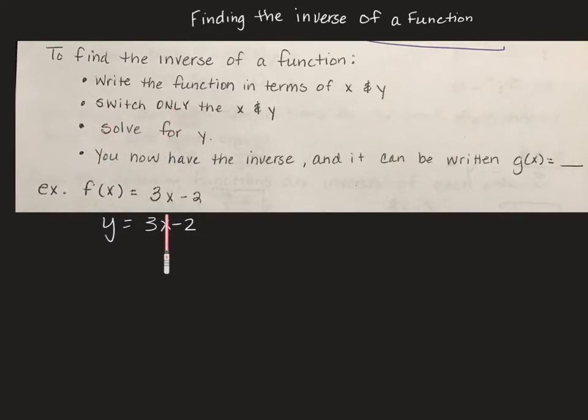So I'm going to take this x and move it over here, and I'm going to take this y and just move it right where the x is. So this is now going to become x equals 3y minus 2. Again, notice how only the x and the y switched positions. We're then going to solve for y. So that means I'm going to need to add 2 to both sides, and then I'm going to need to divide by 3.